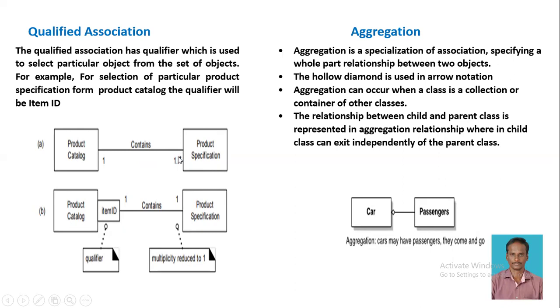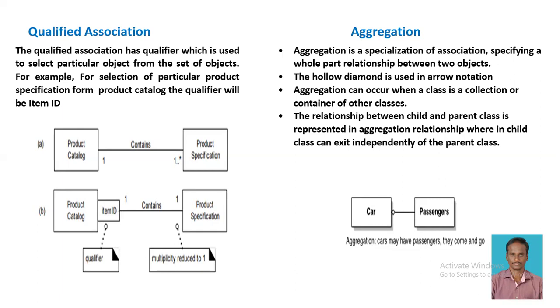Right. So one product catalog contains more than one product specification. It means that the product catalog can have at least one product specification. It may have 2, it may have 3, it may have 4, or n number of them. That's why we have specified here 1..*. And next, if the product catalog has an item ID, we search with the item ID. So the qualifier is item ID. The multiplicity is reduced to 1 because one item ID should have only one product specification. In the previous diagram A, we have not searched through item ID or anything else. Generally, we have a product catalog, and that product catalog can have n number of product specifications.